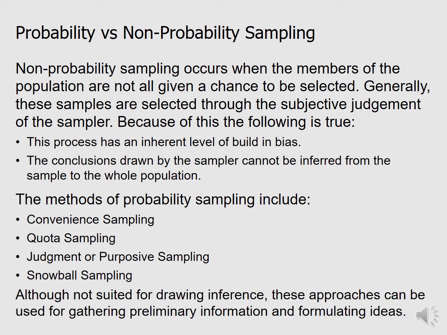In non-probability sampling, sampling units are selected through a subjective process that causes the following to be true. The process has an inherent level of built-in bias. The conclusions drawn by the sampler cannot be inferred from the sample to the whole population. Though biased, purposeful or judgment samples can provide valuable information, particularly in the early stages of the investigation. The types of samples this relies on utilize the approaches of convenience sampling, quota sampling, judgment or purposeful sampling, and snowball sampling.